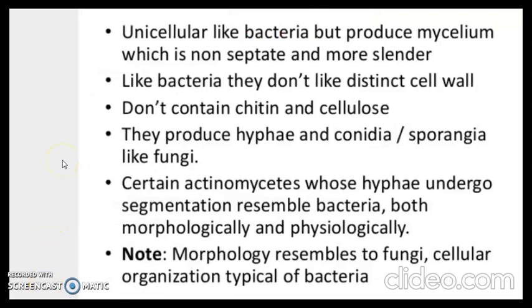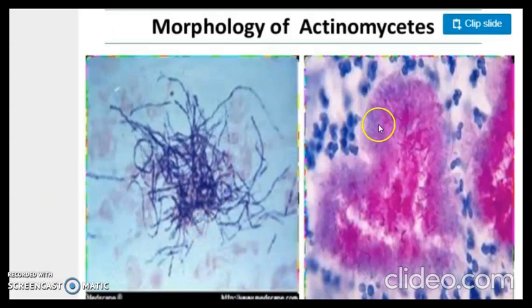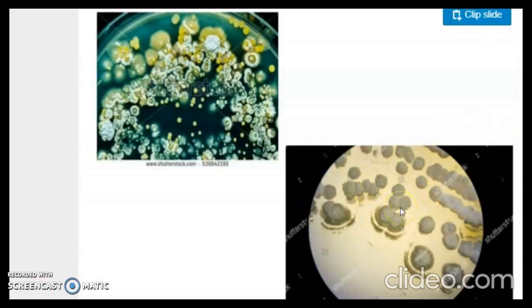Actinomycetes are unicellular like bacteria but produce mycelium which is non-septate and more slender. Like bacteria, they don't have a distinct cell wall and they don't contain chitin and cellulose. They produce hyphae and conidia like fungi. Certain actinomycetes whose hyphae undergo segmentation resemble bacteria both morphologically and physiologically. So the actinomycetes resemble fungi morphologically, and the cellular organization is typical of bacteria. Here you can see the morphology of actinomycetes. And this is how the actinomycetes look in the culture media.